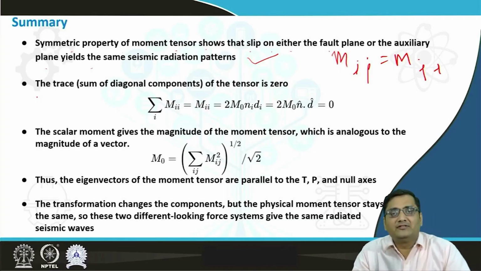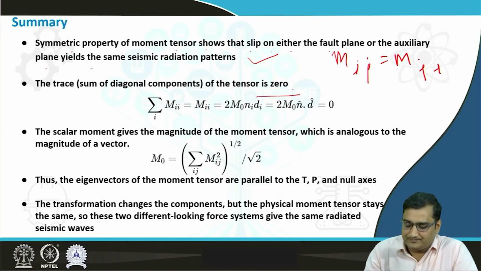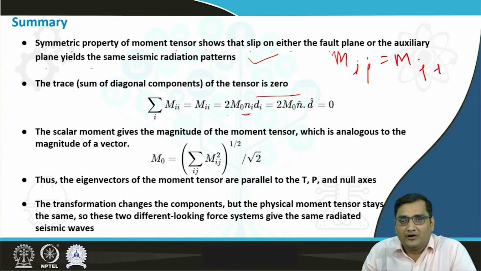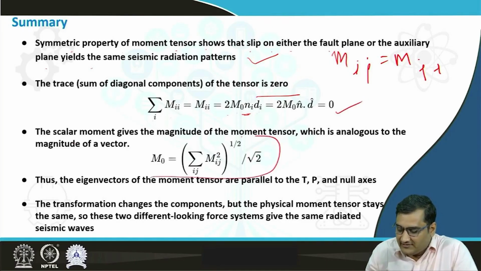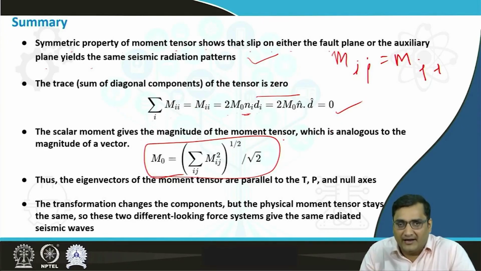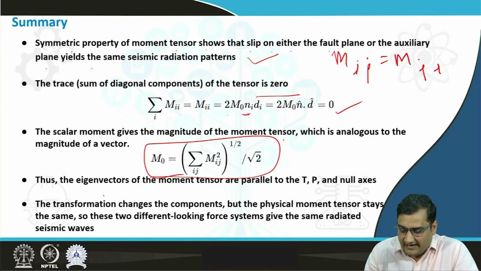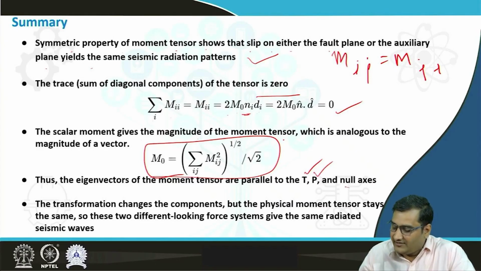The trace, that is the sum of the diagonal elements of the moment tensor, is 0. That means sigma Mii equals 2 M naught Ni di, where n is the unit vector normal to the fault plane, and d is the unit vector along the slip direction, and that will be equal to 0. The scalar moment gives the magnitude of the moment tensor, which is analogous to the magnitude of a vector. Thus, the eigenvectors of the moment tensor are parallel to the tension axis, pressure axis, and the null axis.